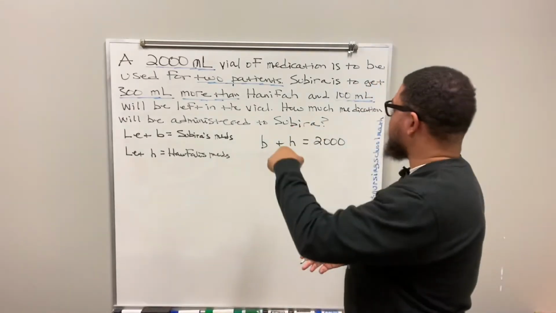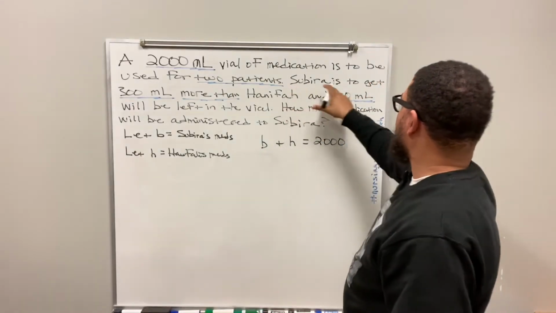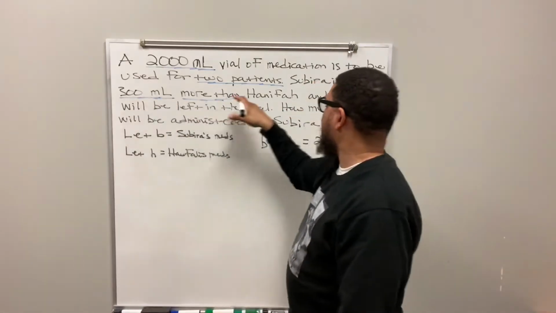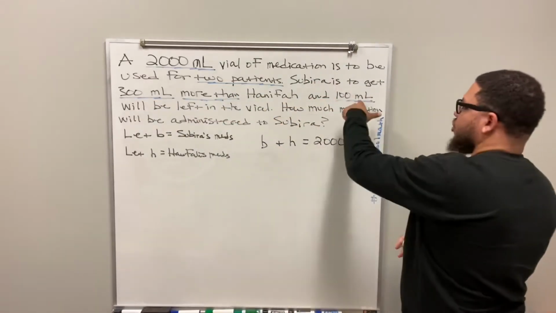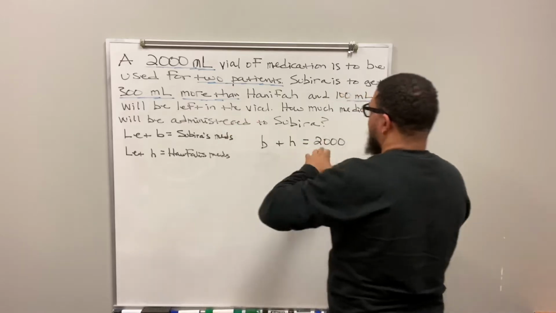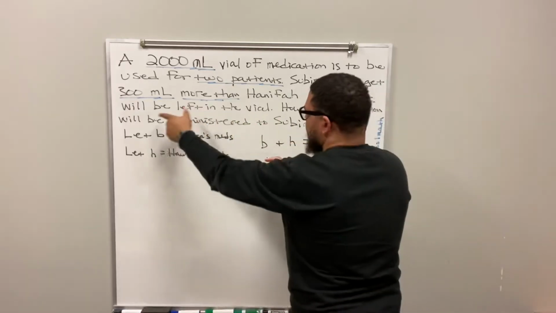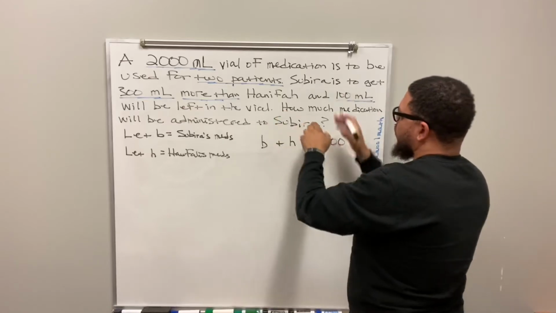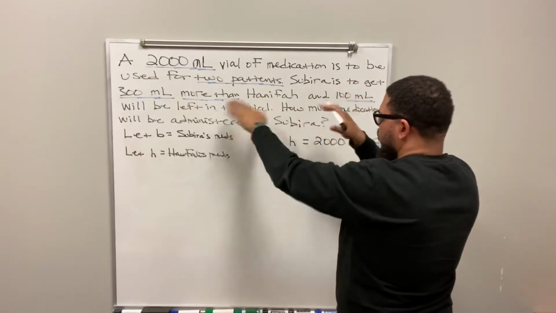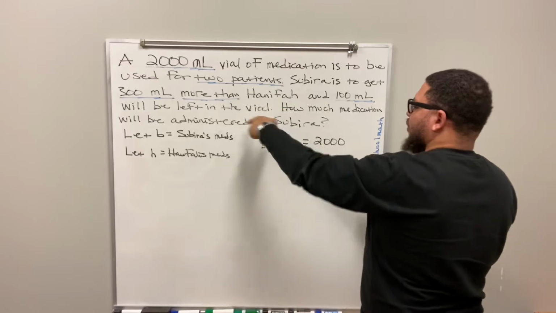If I keep reading this problem, I read the second sentence. Sabira is to get 300 milliliters more than Hanifa, and 100 milliliters will be left in the vial. Now, let's jump to this part right here. And 100 milliliters will be left in the vial. All right? We're going to deal with this part later in a moment, real quick. But 100 milliliters is going to be left in the vial.